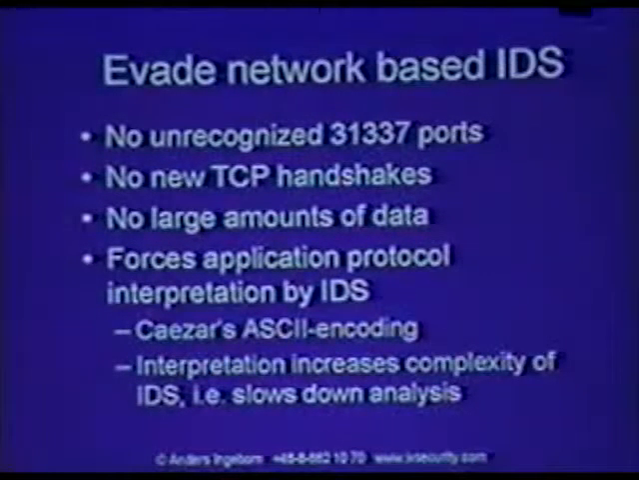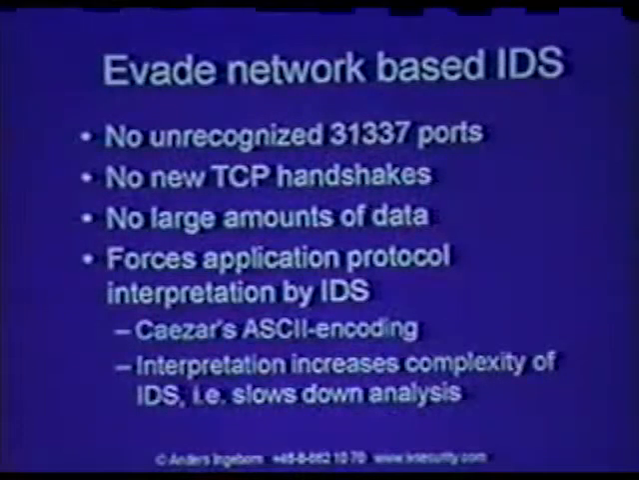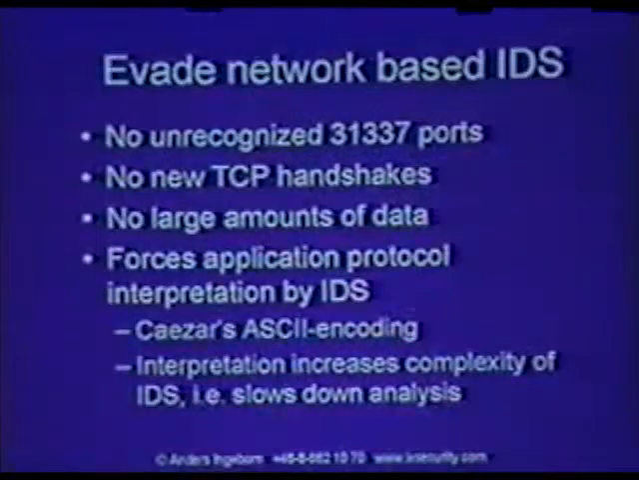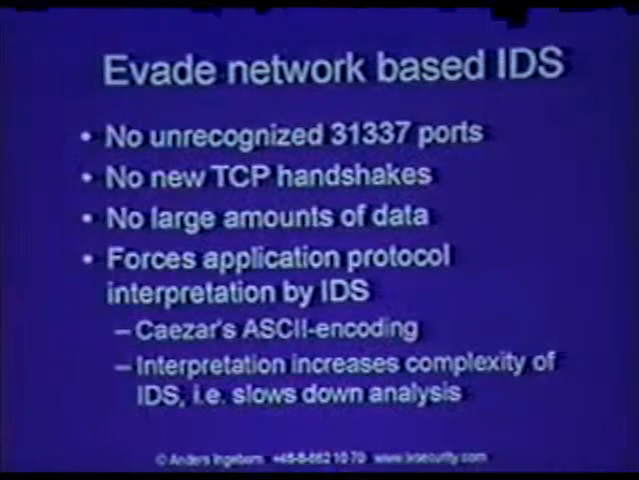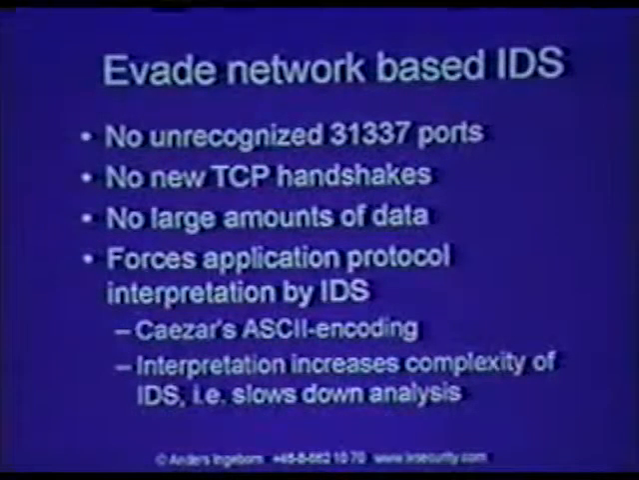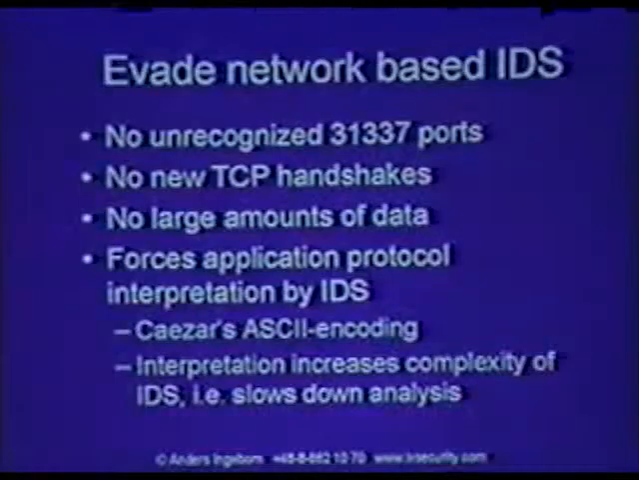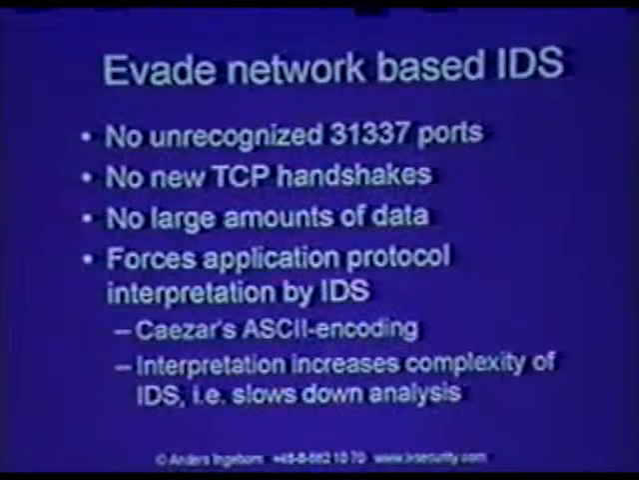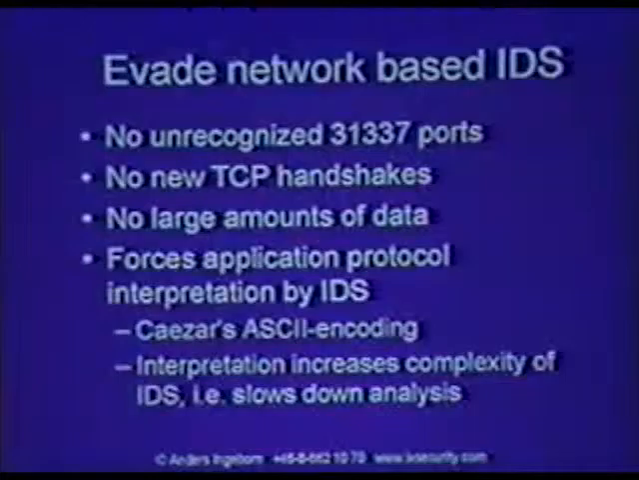By doing this, it might be possible to evade a network-based intrusion detection system. There are no elite ports and no TCP handshakes since we are using the existing network connections, as long as for the first payload there are no large amounts of data being sent. And by doing this, we force a network-based intrusion detection system into interpreting the application protocol to see and detect the changes of my payloads from an original application protocol. And that interpretation will definitely increase the complexity of the IDS, and it will probably decrease the capacity and slow down analysis.